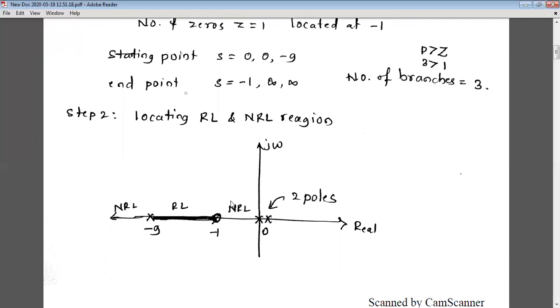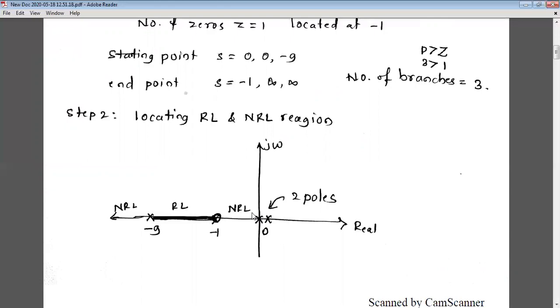Now I told you in the introductory class how to find the RL and NRL regions, right? Stand on a branch, look at the right hand side, and check how many poles and zeros are present. Here, standing on the branch from -1 to 0 and looking at the right hand side, I observe two poles, and 2 is an even number. If the total sum of poles and zeros is even, then that particular branch will be what?